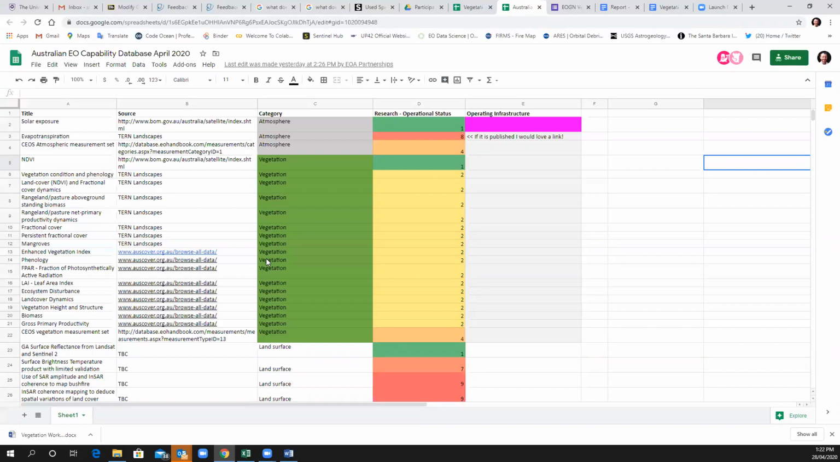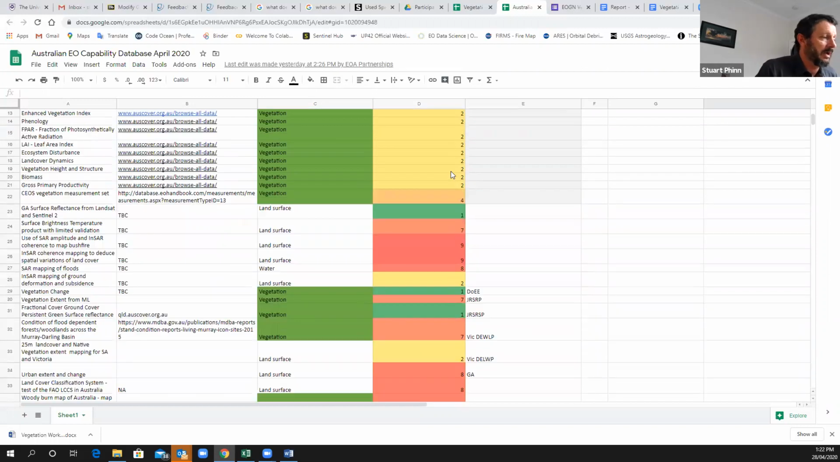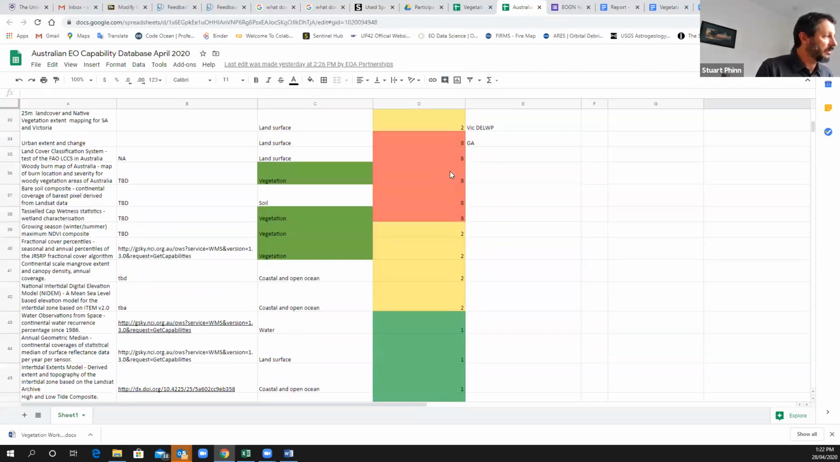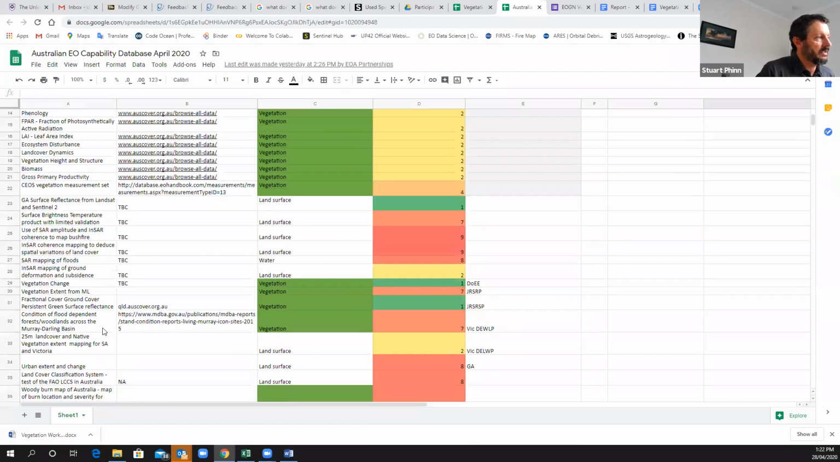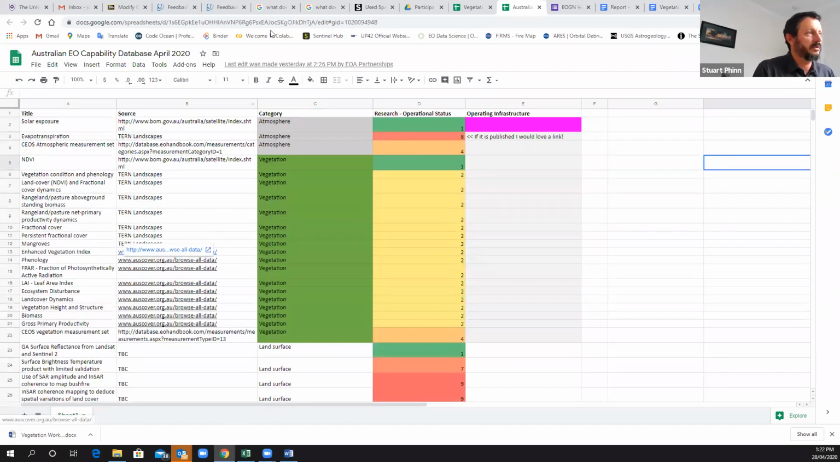Okay, so this is the simple version of the database. You've essentially got a series of products in the left-hand column, where it's coming from, the category, and then the colour coding is the research to operational status. And you can see we haven't completed that as much as we could. Green, it's operational. Red, it's pre-research. So that was one component of the output.